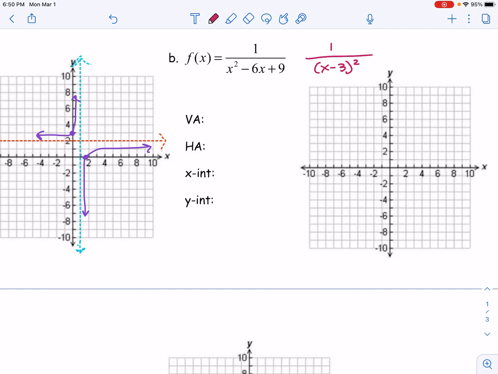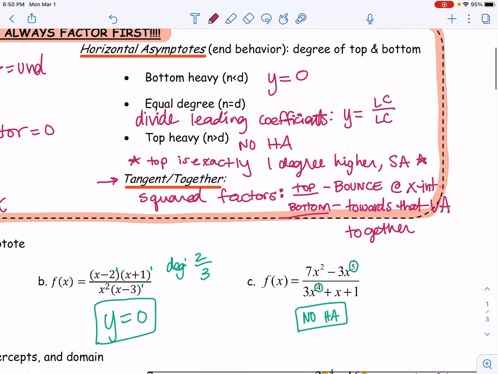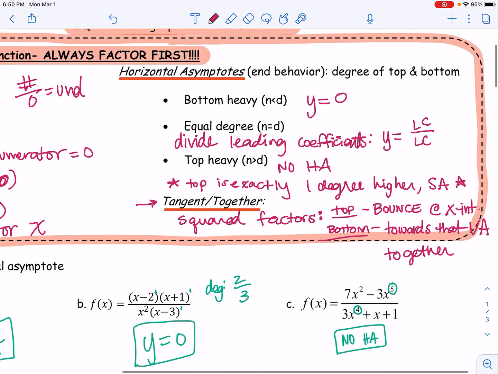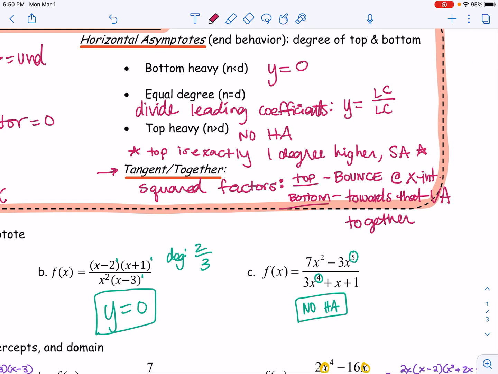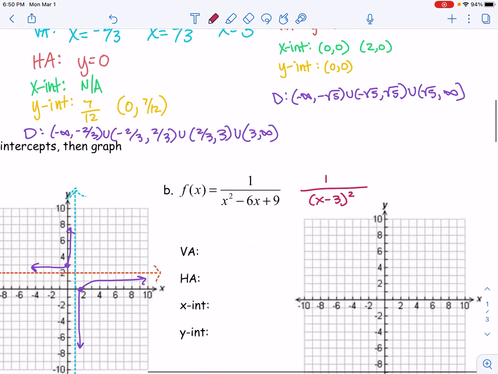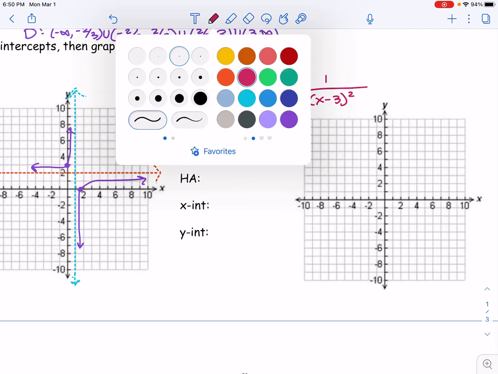So already in my brain, I know I have a red flag because of what I just said. If there's a squared factor at the top or the bottom, we're going to have to deal with either a bounce at the x-intercept or the tangent or togetherness going towards that vertical asymptote. Well, because we already know we have a squared factor in the bottom, we know that that's going to affect this vertical asymptote. Okay, so let's go ahead and find that vertical asymptote.